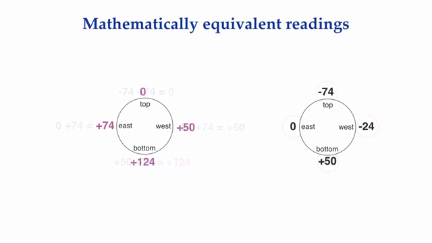The reading set on the left and the reading set on the right are telling us exactly the same thing. From the top to the bottom, the stem of the indicator got pushed in 124 mils. From the east side to the west side, the stem of the indicator moved outward 24 mils. What change occurred from the top to the bottom, and what change occurred from the east side to the west side? That's what's important.